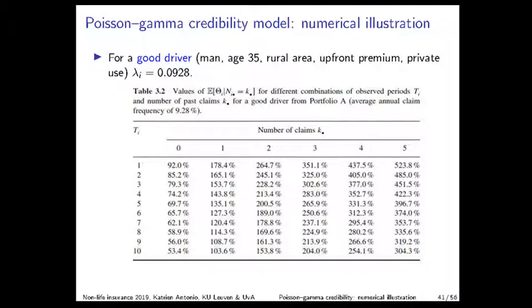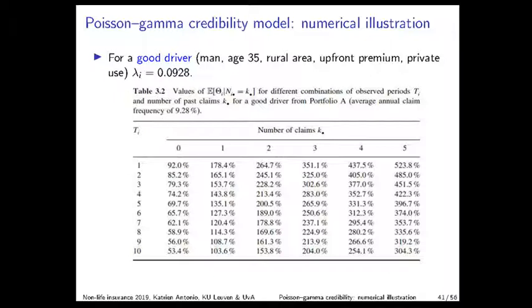If the good driver does not report any accident during the first year, we see from the table that he will pay 92% of the base premium to be covered during the second year. If in addition, he does not file any claim during the second year, the premium decreases to 85.2% of the base premium. After 10 claim-free years, he will have to pay 53.4% of the base premium to be covered under this insurance contract.